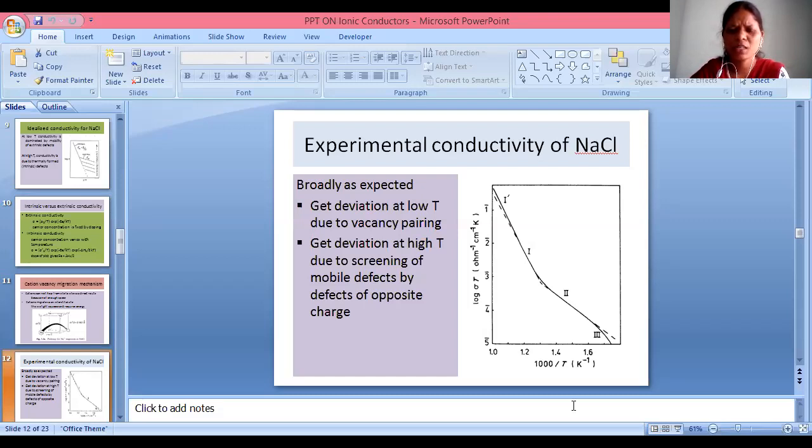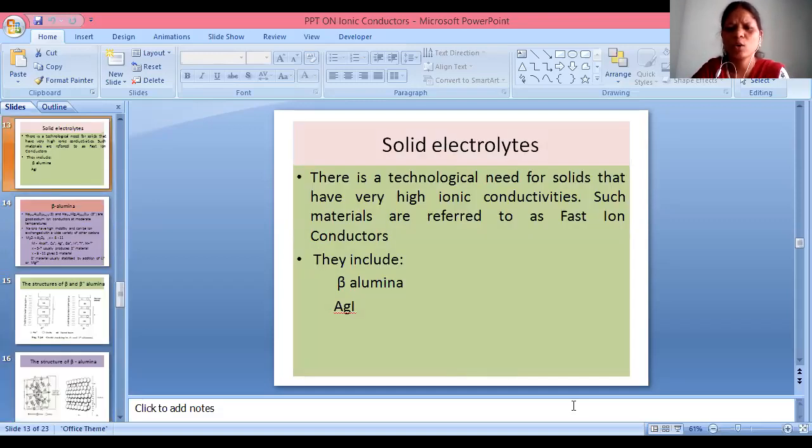At low temperature, the deviation is due to vacancy pairing, and at high temperature, the deviation is due to the screening of mobile defects by defects of opposite charge. And what are solid electrolytes? Technologically there is a need for solids that have very high ionic conductivities, and the materials which show high ionic conductivities are called fast ion conductors, also called superionic conductors. They include, for example, beta alumina and silver iodide.